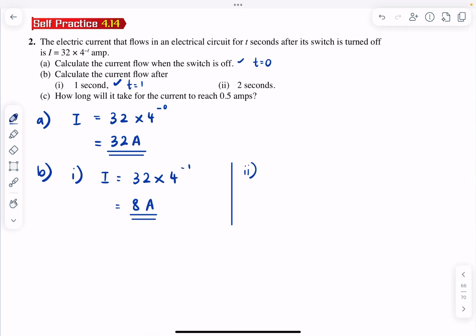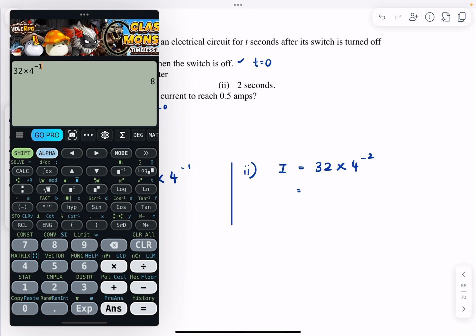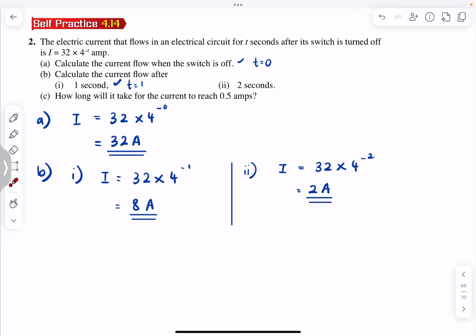And 2 seconds after it's switched off will be 32 times 4 power negative 2, which is 2 amperes. So right at the moment it was switched off, it still had 32 amperes. After 1 second, 8 amperes. After 2 seconds, 2 amperes. Which makes sense lah. When you switch off the circuit, it has to reduce the current. The current will reduce until it becomes no current flowing in the circuit.